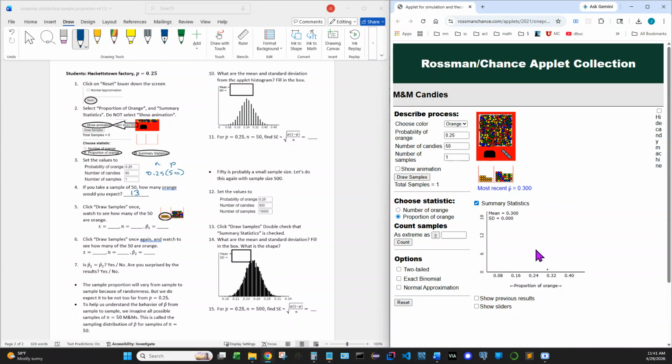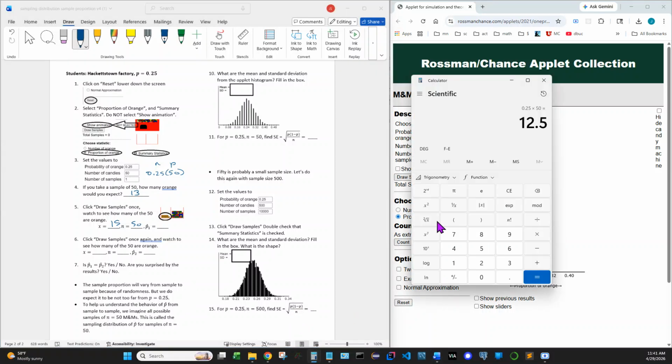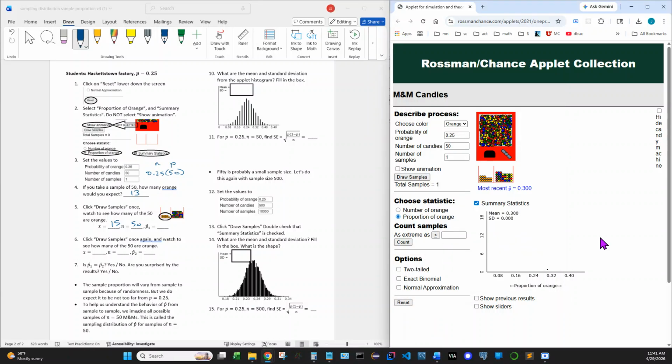So let's see if that's what we get. Over here, we have 3, 6, 9, 11, 13, 15. So we didn't get 13, we got 15. So we got 15 over 50. So we're going to go 15 divided by 50. We get 0.3, which is what it shows here. So our first p-hat was 30%, or 0.3.